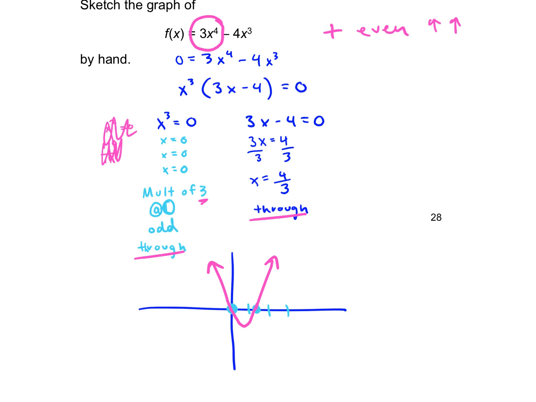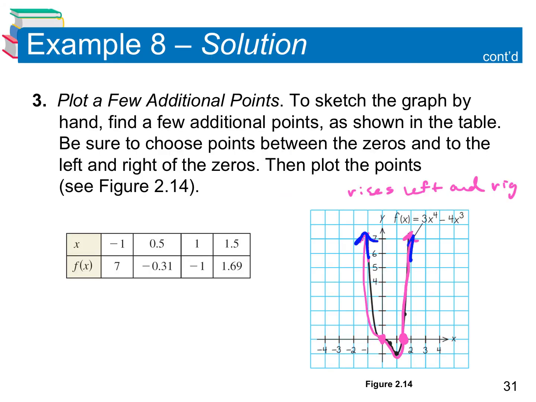So this is like our rough estimate of the graph. Yes. So the end behavior would just be the end arrows.